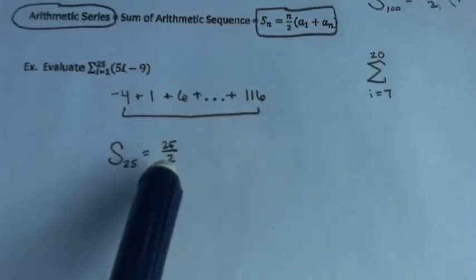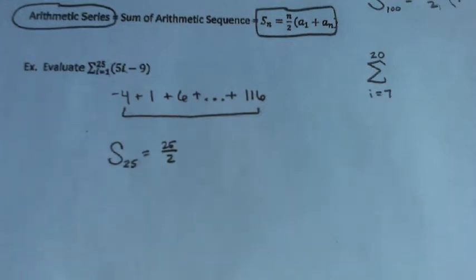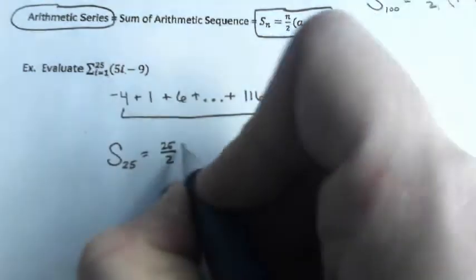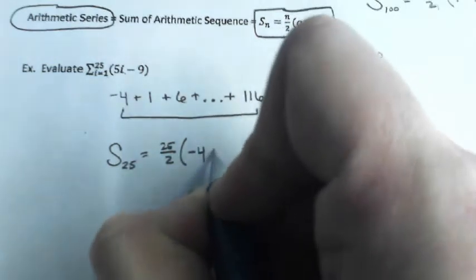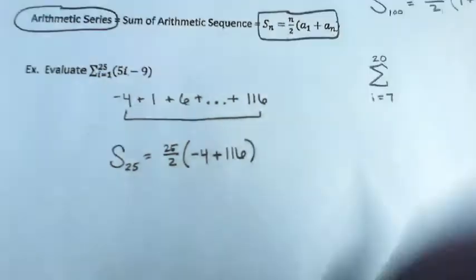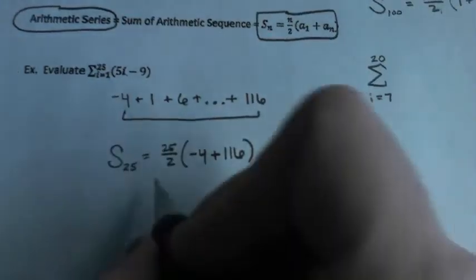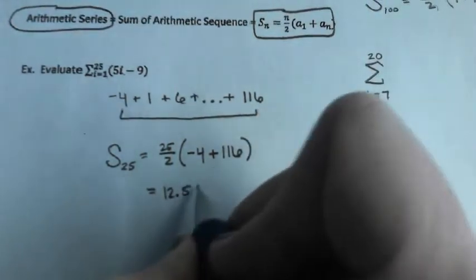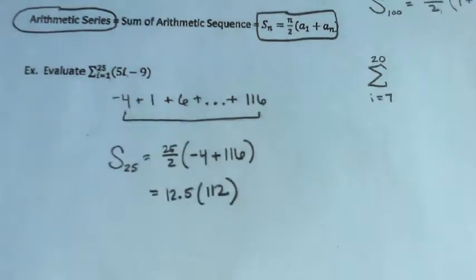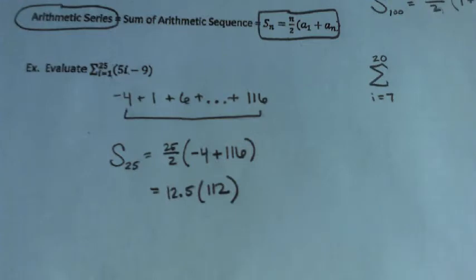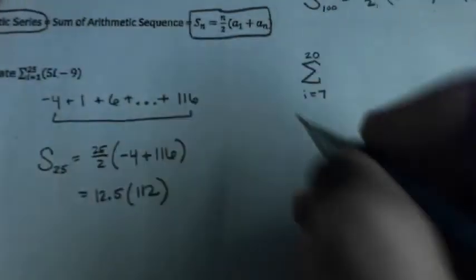Your number of terms divided by 2, that's technically your number of pairs, and then your first term is -4, plus your last term is 116. So that would be 12 and a half times 112. Are we going to stress out about multiplying by a decimal? We probably are, aren't we? Raise your hand if that stresses you out. You don't have a calculator. You're immediately stressed.